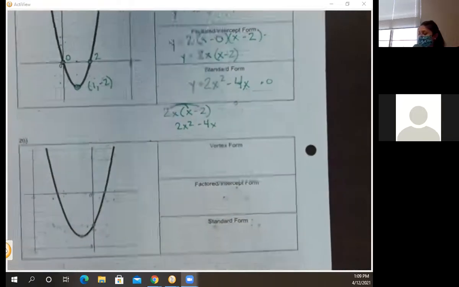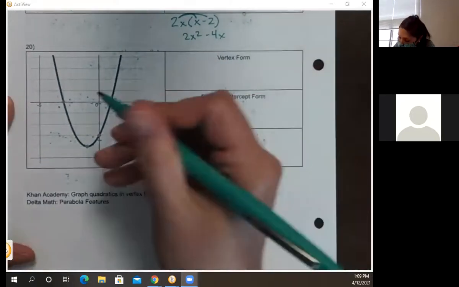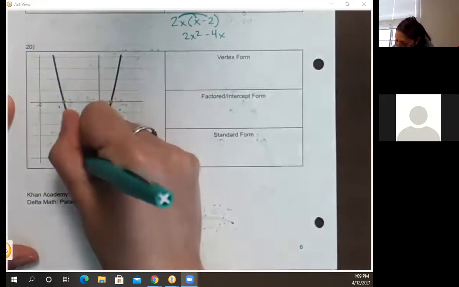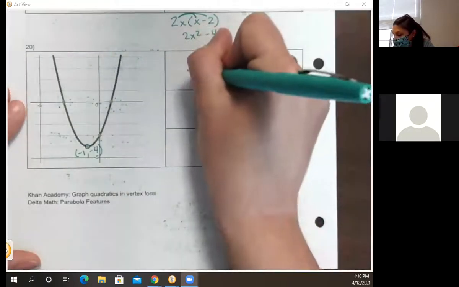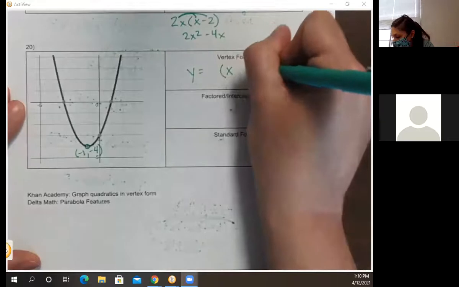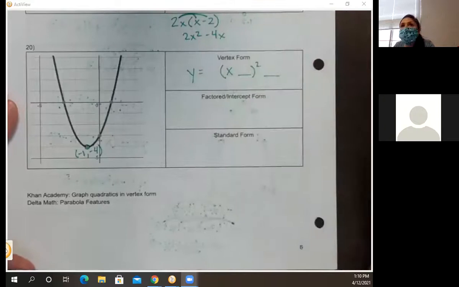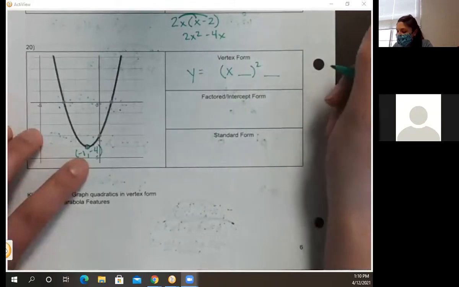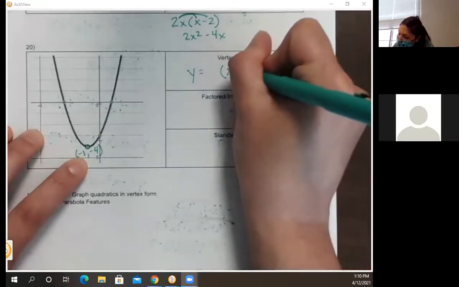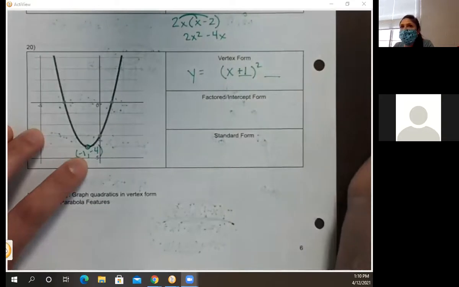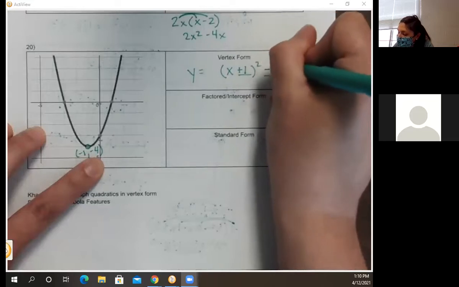Okay, we're going to look at one more together. So for number 20, again, we're going to start with vertex form. The vertex of my function here is -1, -4. So I want to put that into vertex form. So I know something needs to go here and something needs to go here. As I look at my vertex, the x coordinate is -1. That means I had to have x plus 1 squared. The y coordinate is -4, so that means I had to have -4 at the end.